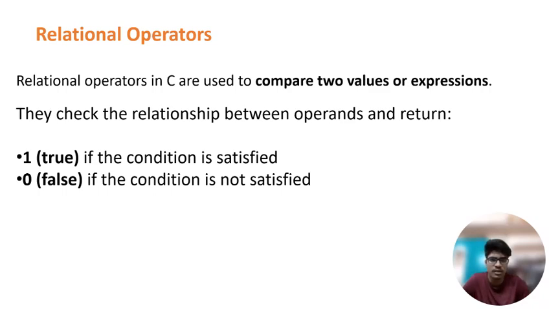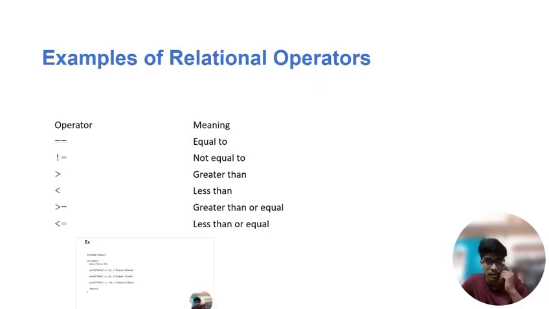Next one is relational operator. Relational operators in C are used to compare two values or expressions. They check the relationship between operands and return a result. If the condition is satisfied, or true, it gives 1. If the condition is false or not satisfied, it gives 0, that means false. Here we can clearly observe examples of relational operators.